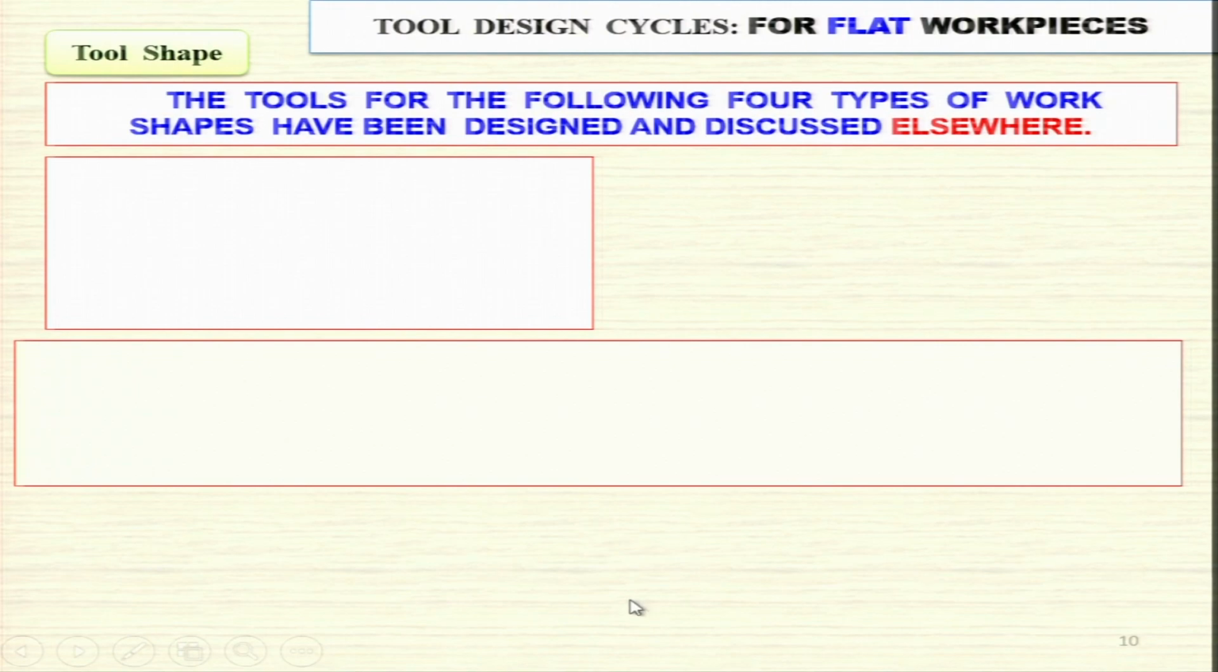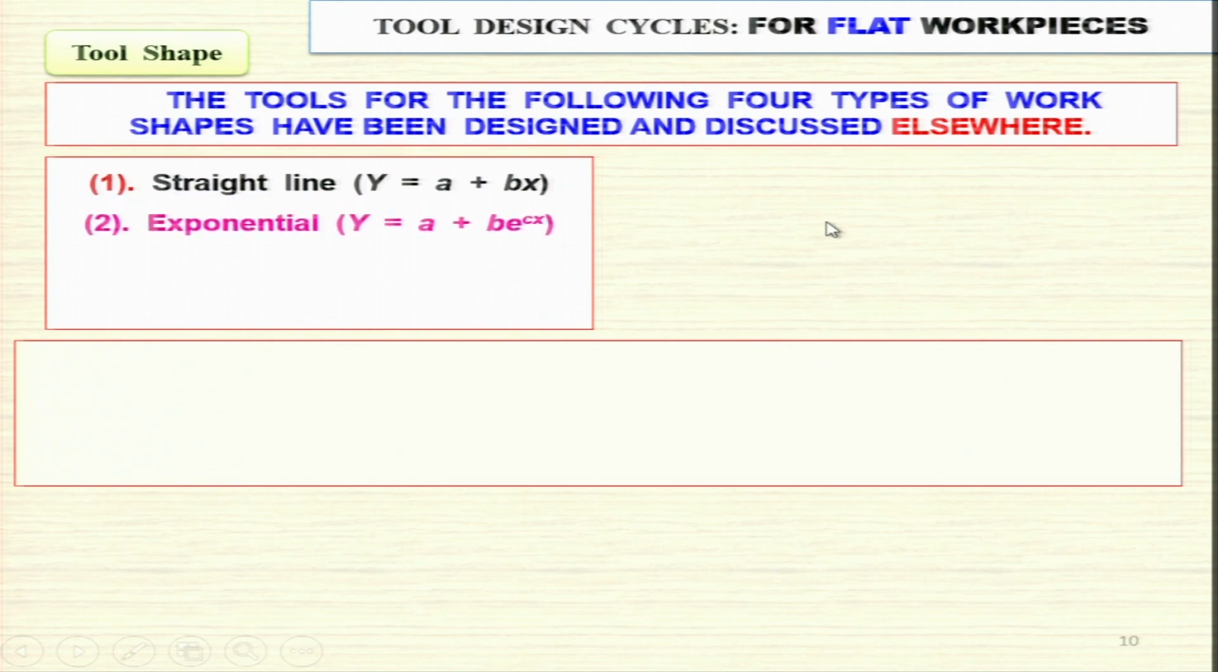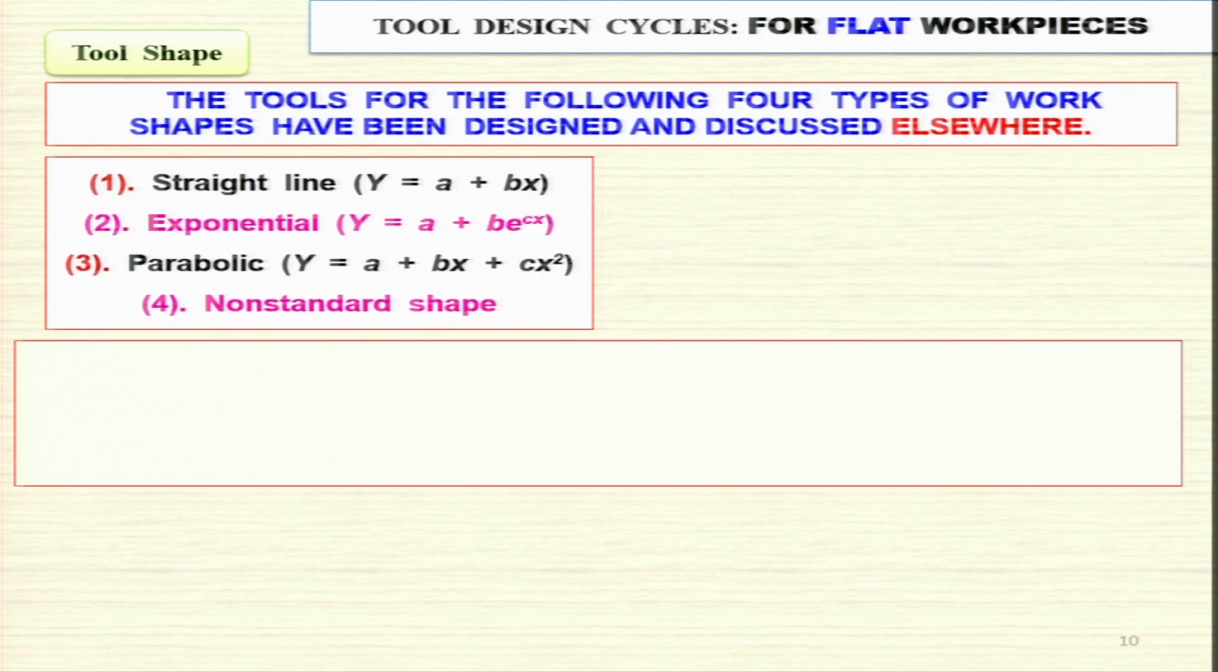Tool design cycles for flat workpieces. The tools for the following 4 types of work shapes have been designed and discussed elsewhere. In the research papers they have been discussed, in the thesis of Mr. Reddy they have been discussed. Here I will just discuss one case only. Straight line, y equal to a plus bx, exponential, y equal to a plus b e raised to power cx, parabolic, y equal to a plus bx plus cx square, and non-standard shape. They have been designed, but I am going to discuss only the one.